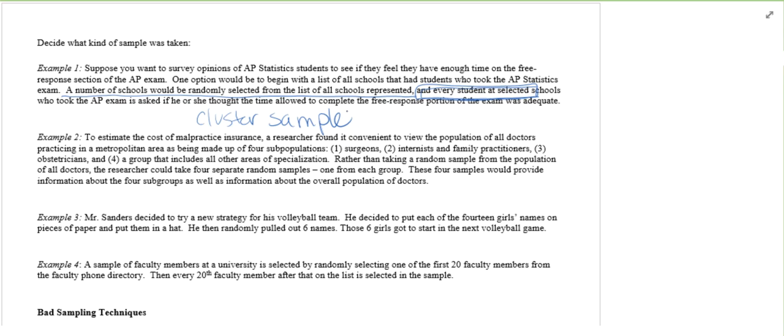Okay, example 2. To estimate the cost of malpractice insurance, a researcher found it convenient to view the population of all doctors practicing in a metropolitan area as being made up of 4 subpopulations: surgeons, internists and family practitioners, obstetricians, and a group that includes all other areas of specialization. Rather than taking a random sample from the population of all doctors, the researcher could take 4 separate random samples, one from each group. These 4 samples would provide information about the 4 subgroups, as well as information about the overall population of doctors.